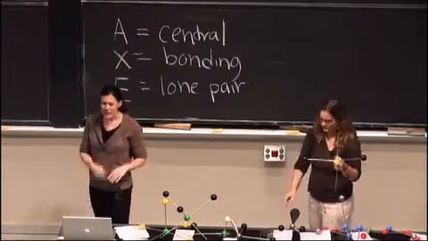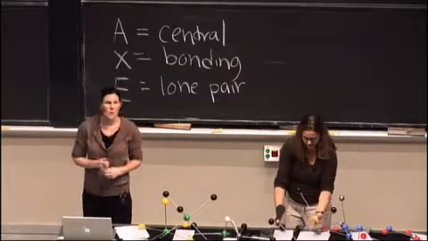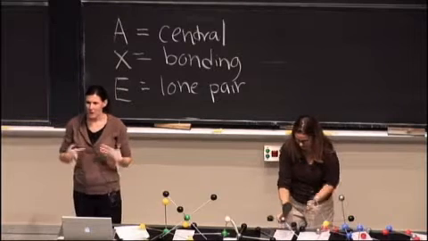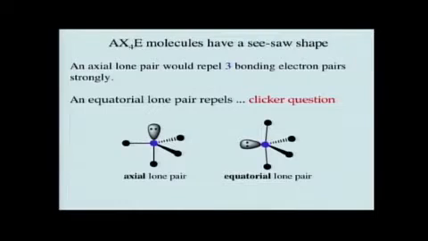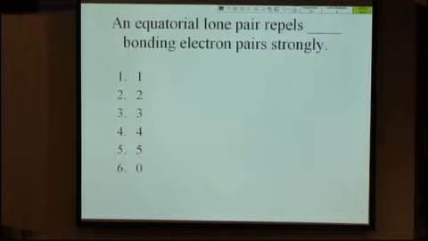Now, would you tell me, if we think about an equatorial lone pair, how many different bonding pairs will it strongly repel? You might need to look at your notes to compare these two before you submit your answer up here. All right, let's take 10 seconds on that.